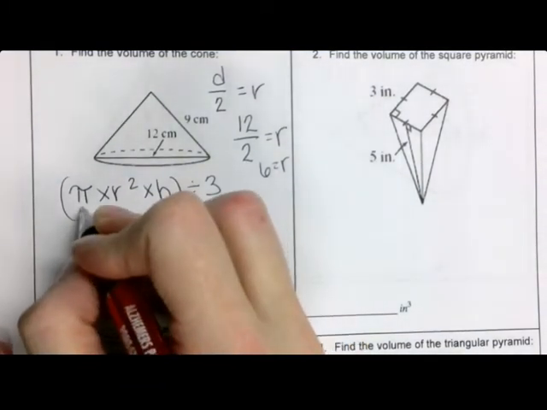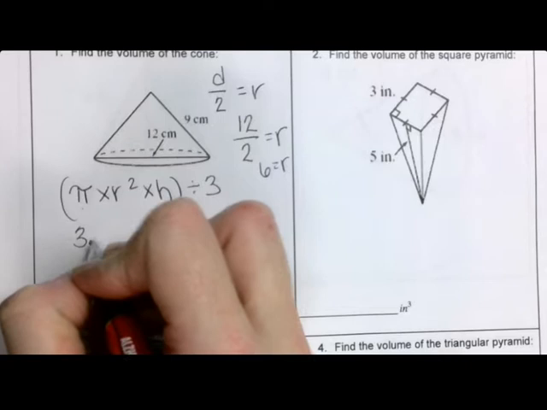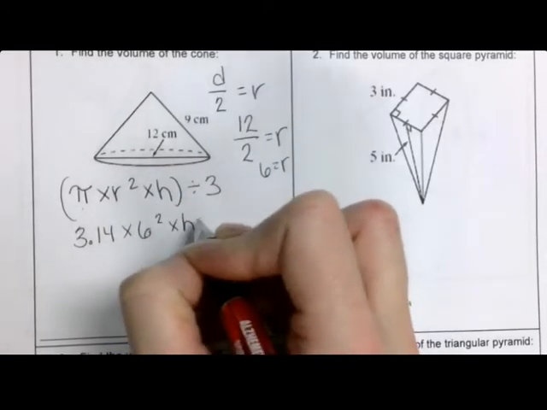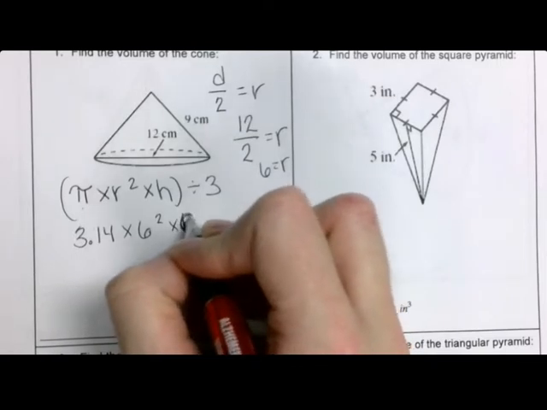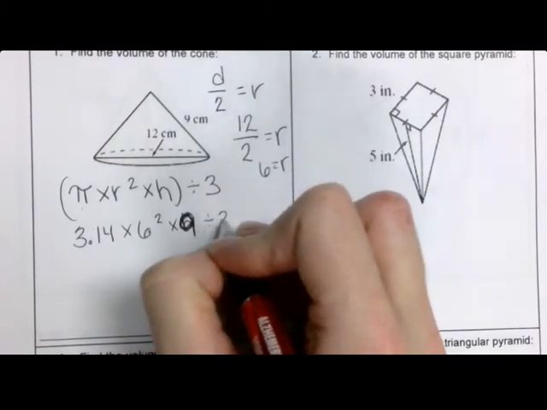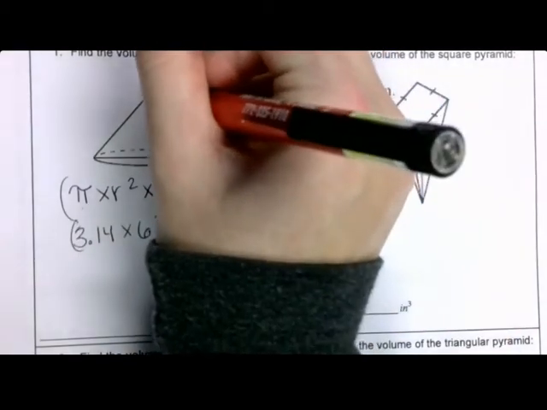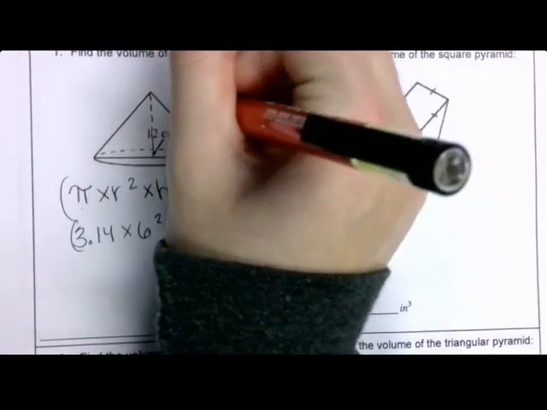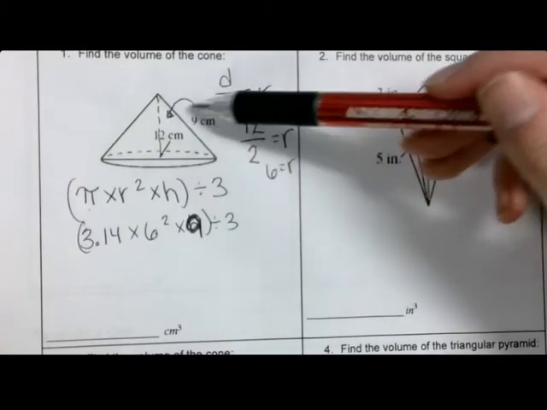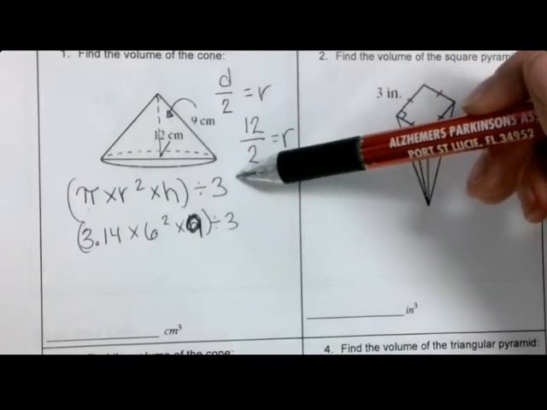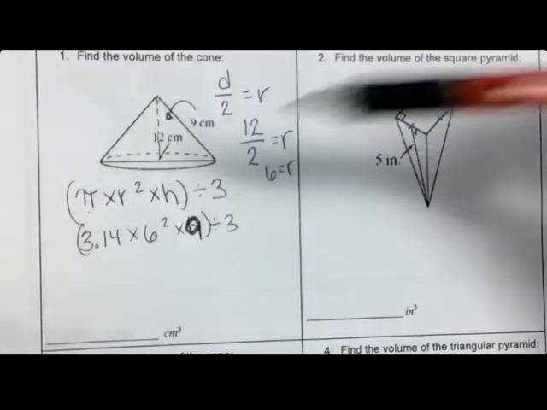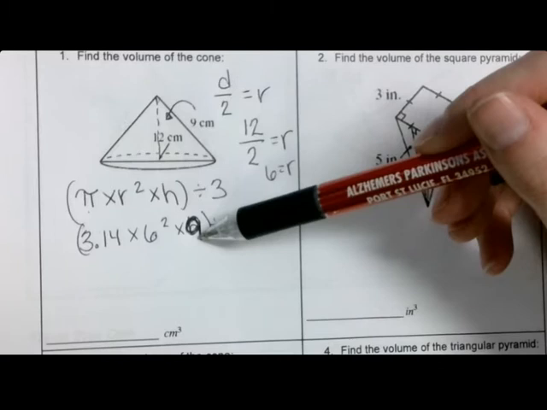So for pi, what number do we usually use? 3.14 times my radius squared times my height of 9. And I'm going to divide that answer by 3. Okay? So what I want you to know is that I'm making my height 9. This is technically the slant height. They're two different things, but for what we're doing right now, I'm telling you what I want you to do. Okay, so 9 is the actual height, which is why I plugged it in here.